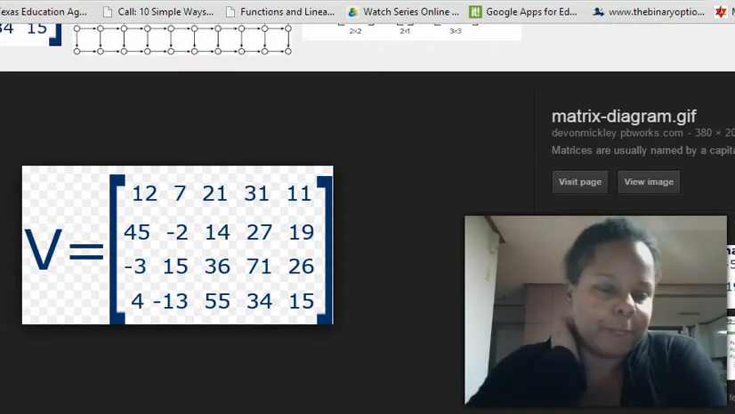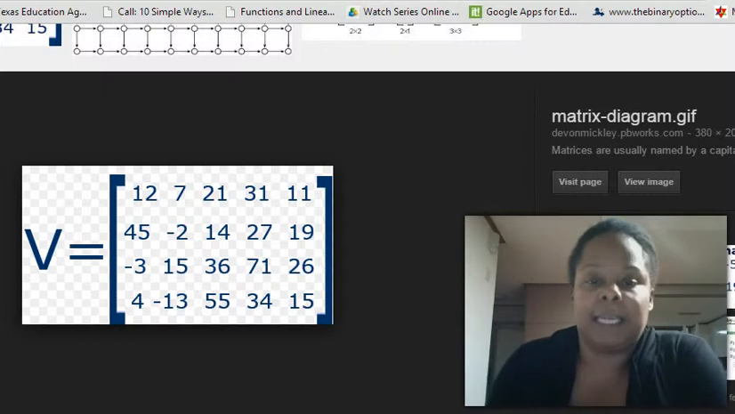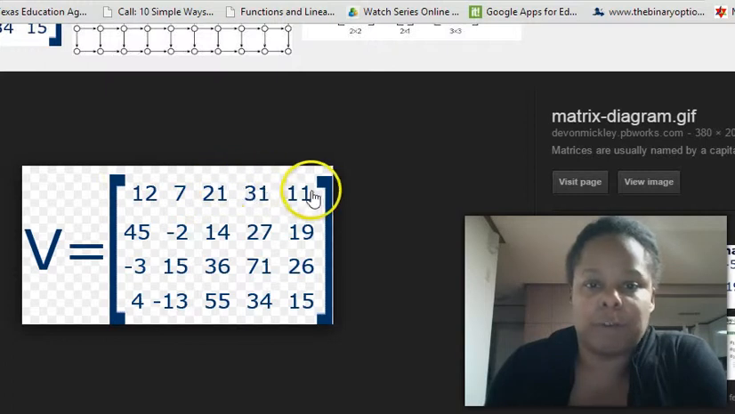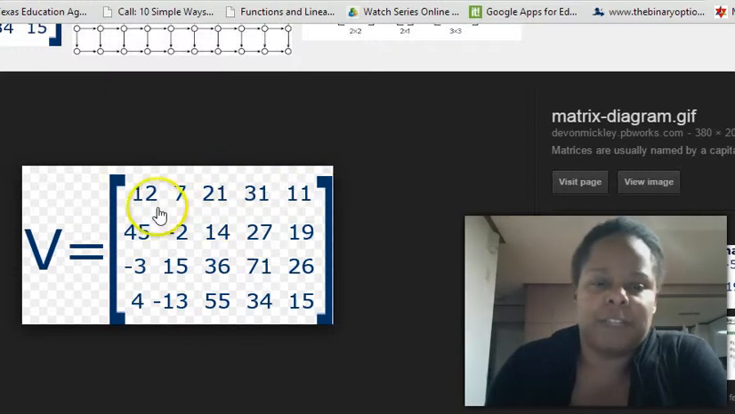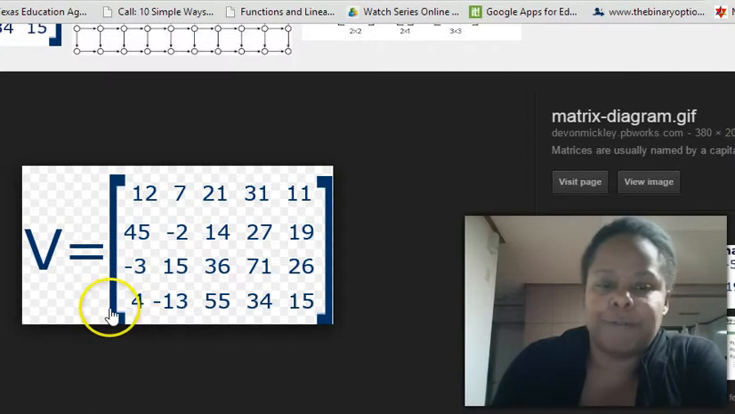Hello class, today we're going to be talking about matrices, and matrices are basically collections of numbers in rows and columns. So if you don't remember, a column is vertical. In this case, this matrix has 1, 2, 3, 4, 5 columns, and this matrix has 4 rows, 1, 2, 3, 4. So we call this matrix a 4 by 5 matrix because it has 4 rows and 5 columns.